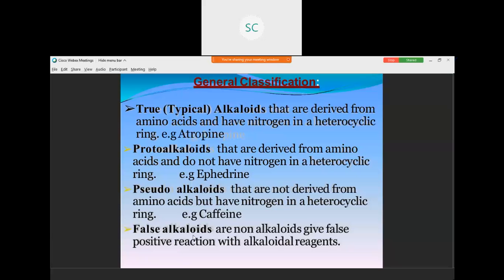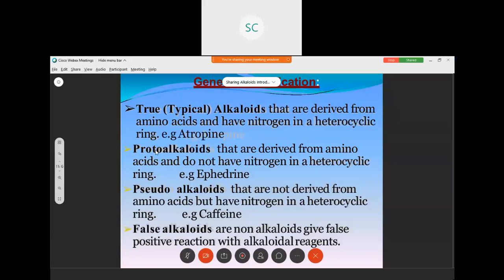Among these four types, true alkaloids and proto-alkaloids are derived from amino acids. On the other hand, pseudo-alkaloids are not derived from amino acids. In true alkaloids and pseudo-alkaloids, the nitrogen atom is present in a heterocyclic ring. At the same time, in proto-alkaloids, the nitrogen atom is not present in a heterocyclic ring. So in the general classification method, alkaloids are divided into four types: true alkaloids, proto-alkaloids, pseudo-alkaloids, and false alkaloids.